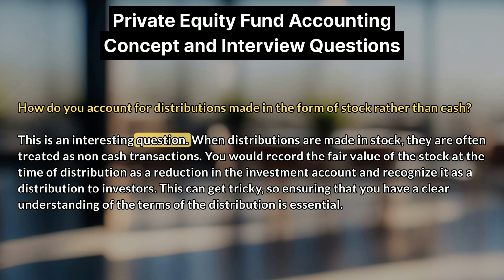How do you account for distributions made in the form of stock rather than cash? This is an interesting question. When distributions are made in stock, they are often treated as non-cash transactions. You would record the fair value of the stock at the time of distribution as a reduction in the investment account and recognize it as a distribution to investors. This can get tricky, so ensuring that you have a clear understanding of the terms of the distribution is essential.